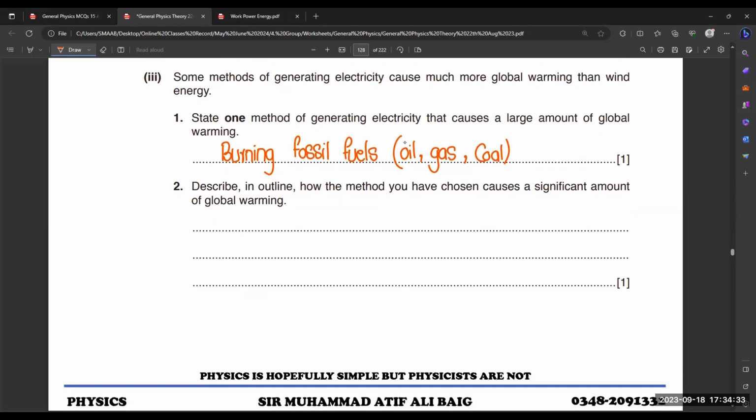Secondly, describe in outline how the method you have chosen causes a significant amount of global warming. Now you need to write the name of the gas produced and why you think it will cause a significant amount of global warming. It produces carbon dioxide, which is a greenhouse gas. Very good. You need to write the reason too. So it will produce carbon dioxide, and secondly, you may just write greenhouse gases, right?